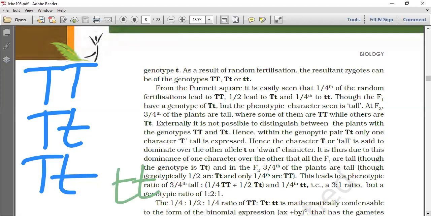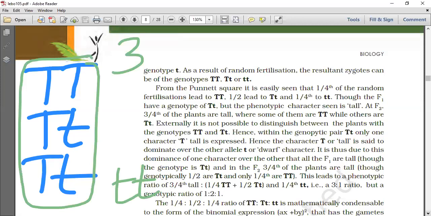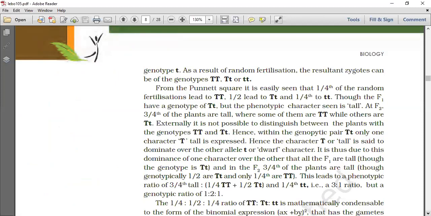So how do we say this? We can say 3/4 tall plants, 1/4 dwarf plant. This is the phenotypical expression.